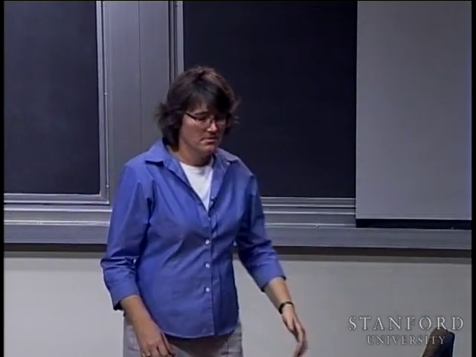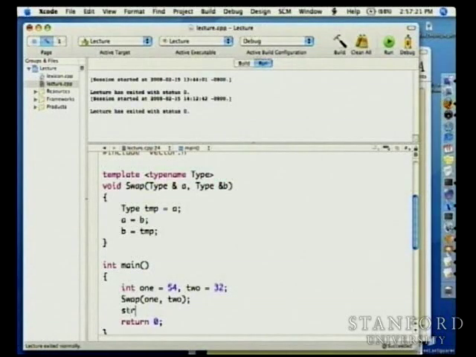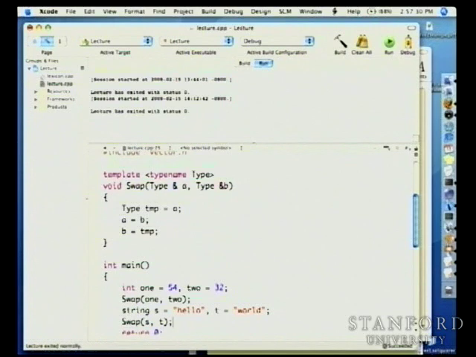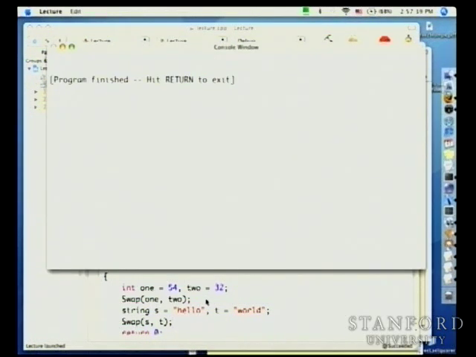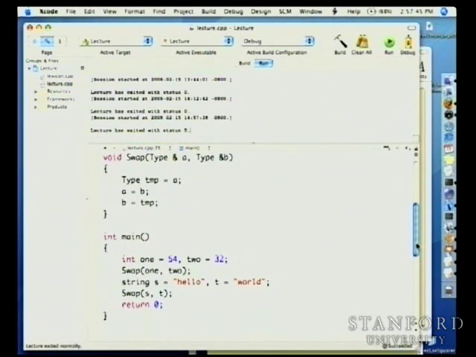And if I call it again, passing different kinds of things, so having string s equals hello and t equals world, I can write swap s and t. Now the compiler generated for me two different versions of swap, right? One for integers, one for strings, on demand. I didn't do anything with them, I didn't print them or anything, so there's really nothing to see there, but it shows it does compile and build them. That's a pretty neat idea.